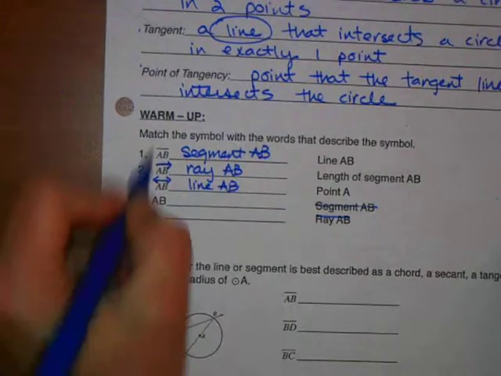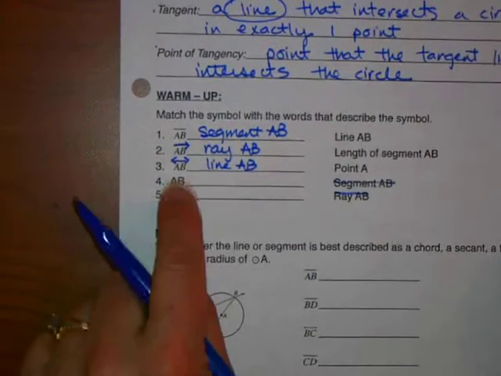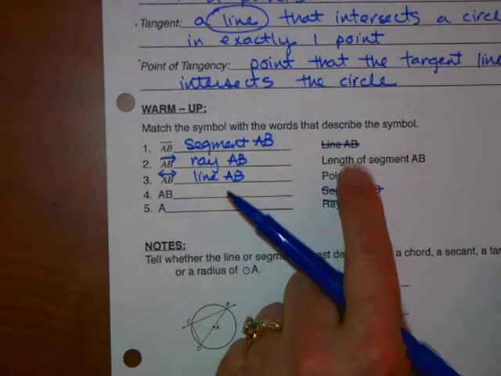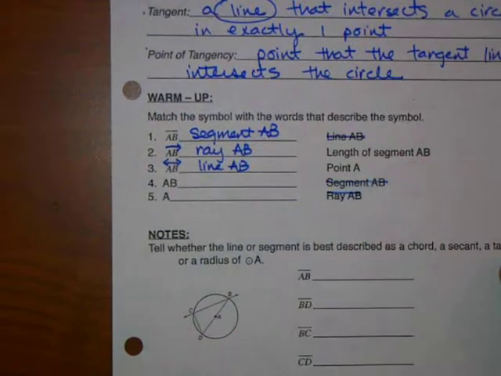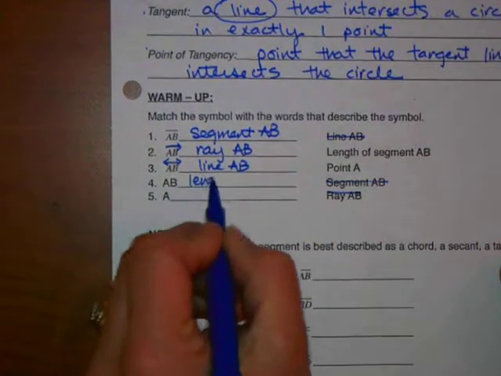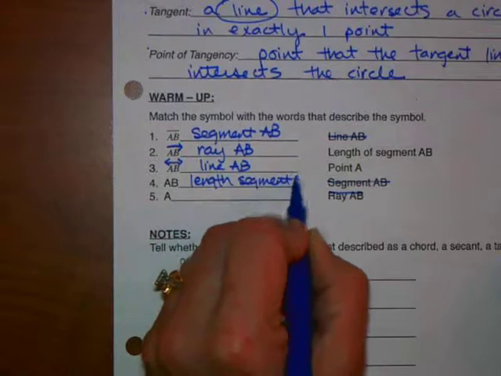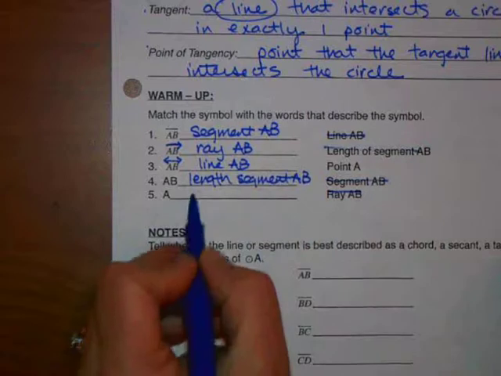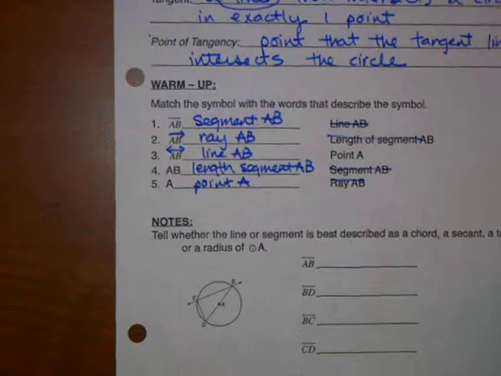And you've got to remember what these are. You learned them last semester. When there's no line above it, it's the length of segment AB. Yeah, if you look here, it's the length of segment AB when there's no line above. And then that one has to be what? Point A. Okay.